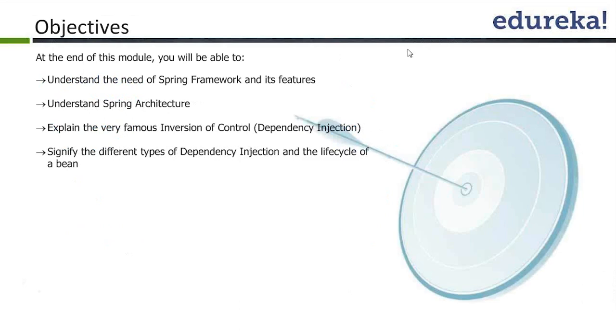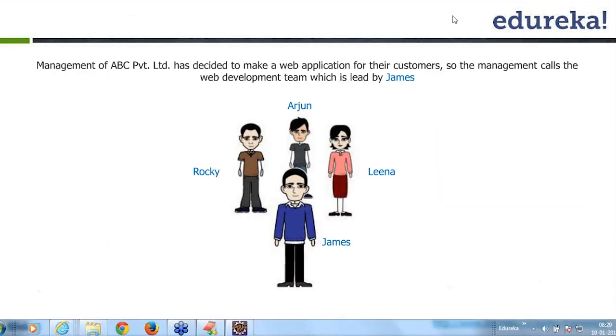So, objectives for today's session: at the end of this module, we will be able to understand the need of Spring Framework and its features, understand Spring architecture, explain the very famous inversion of control, that is dependency injection, signify the different types of dependency injection and the life cycle of a bean. Okay. Good guys, let us start our session.